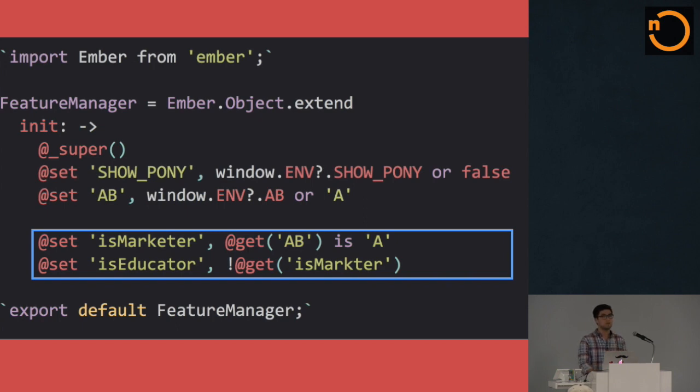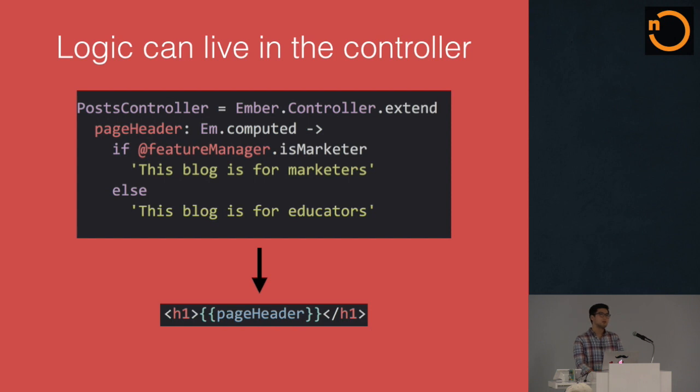So in the example of page A versus page A with something more inserted, it's just a simple if clause in our templates. And other than that, you can have other stuff like feature toggles, like show pony or not show pony, and things like that. So the logic around the A-B test can live either in the controller, right?